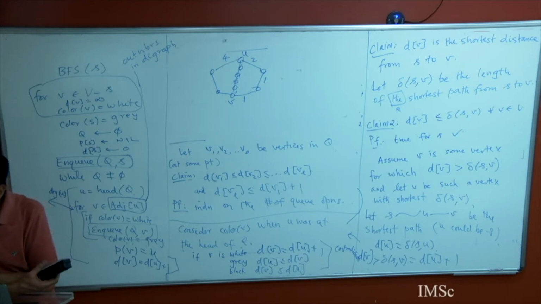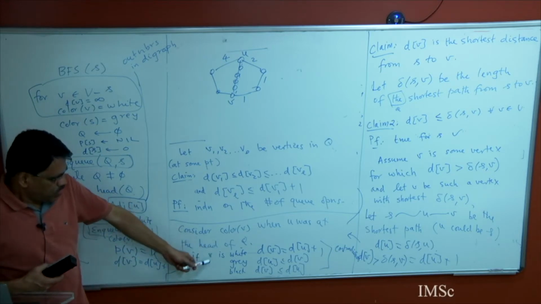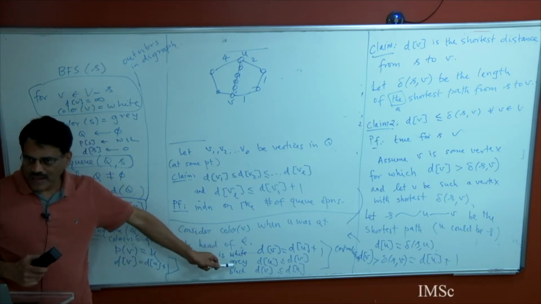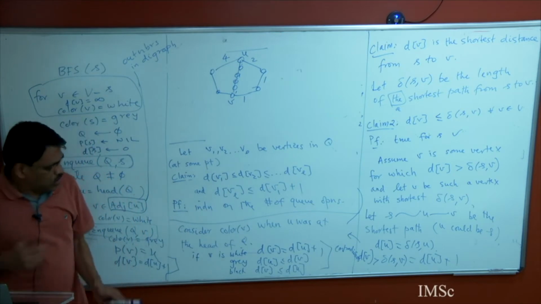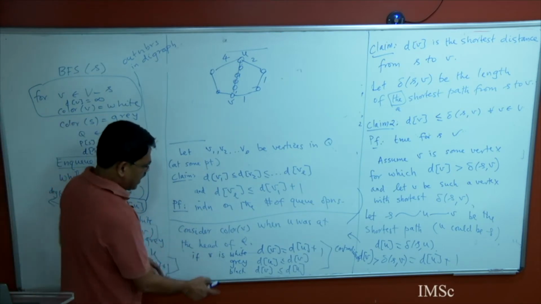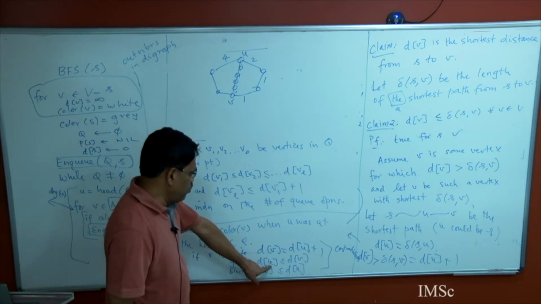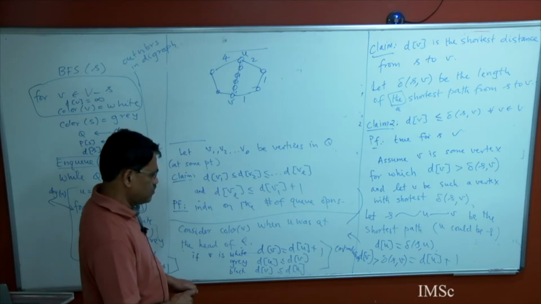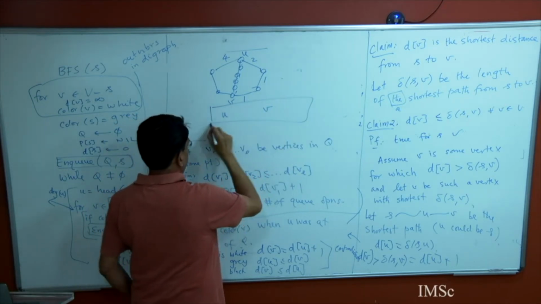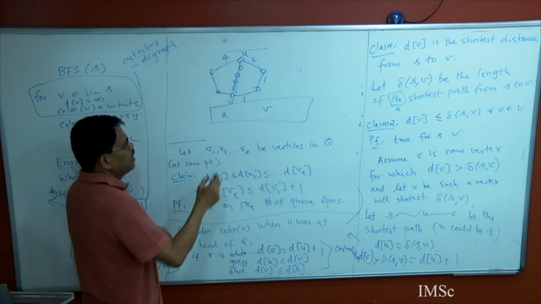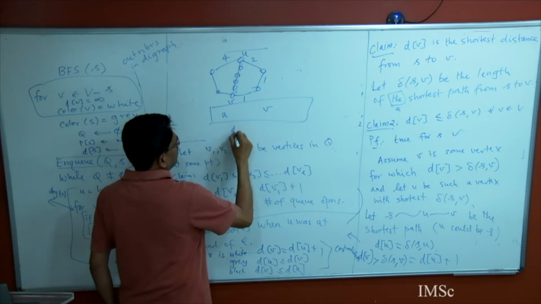So I want to ask, why can't it be gray? Why can't what be gray? V. Oh, V can be gray. And I'm saying in all the three cases, we arrive at a contradiction. So how is V being gray contradicting? If V is gray, I claim that du will be less than or equal to d of V, because U is at the head and V is here, and because of this claim we have proved. And why is that a contradiction?